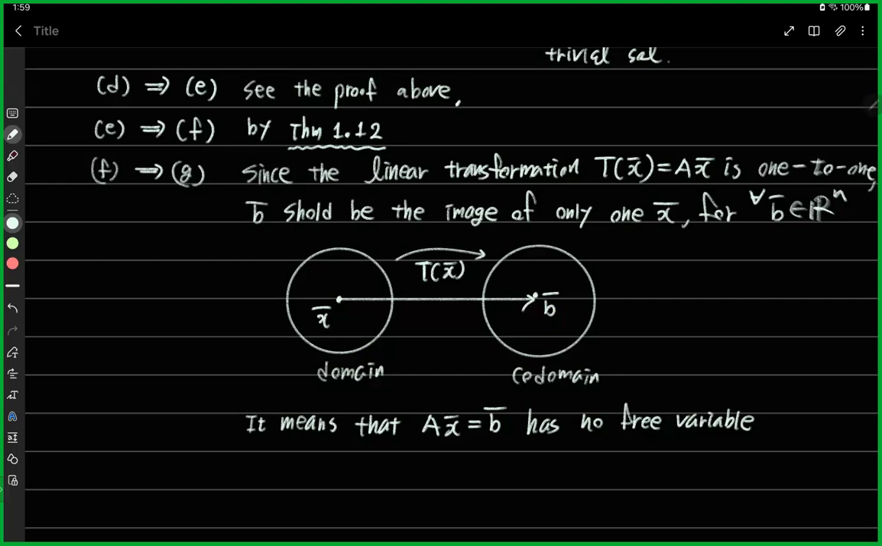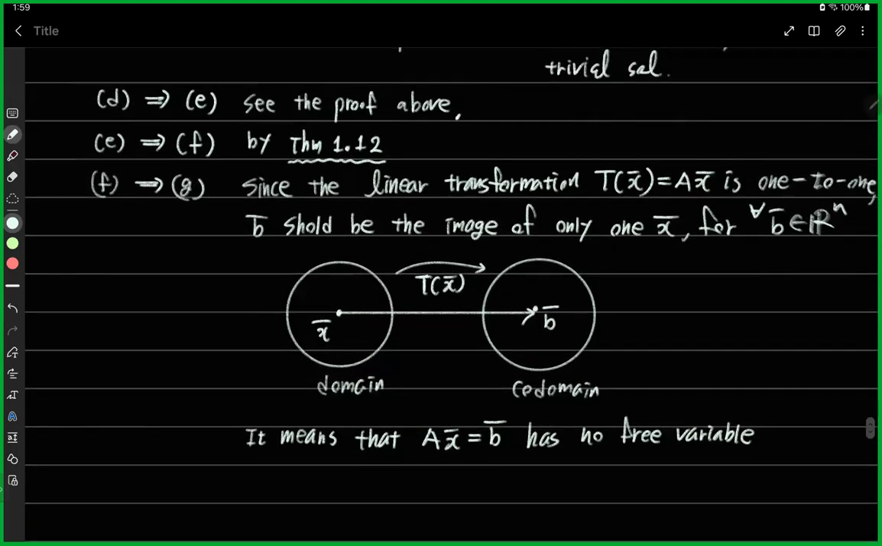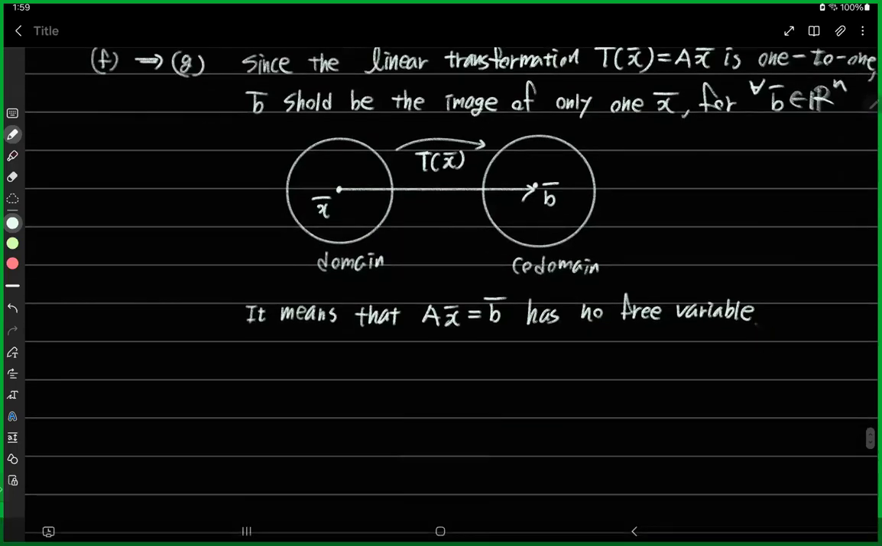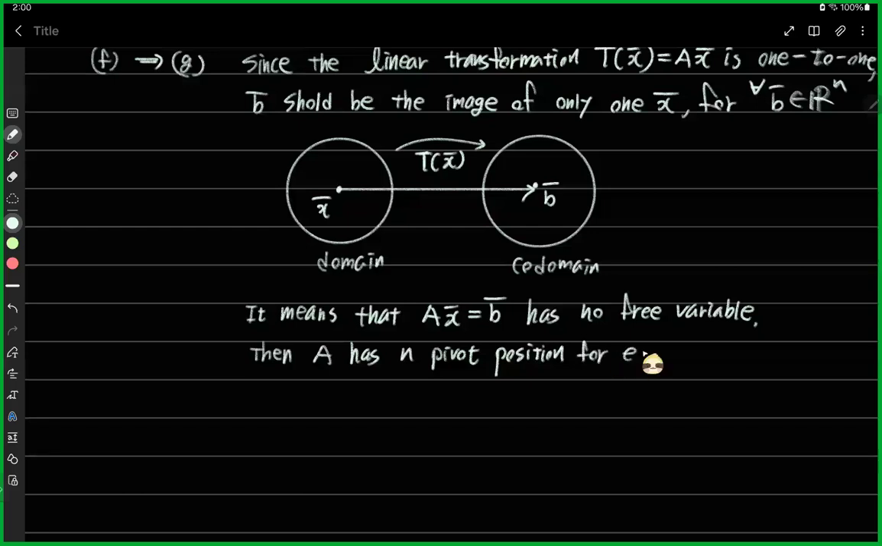So that's invalid for the statement that this linear transformation is 1-to-1. Okay, so it has no free variable. That means A has no free variable, then A has n pivot positions, for each B bar in Rn space. So now use theorem 1.4.